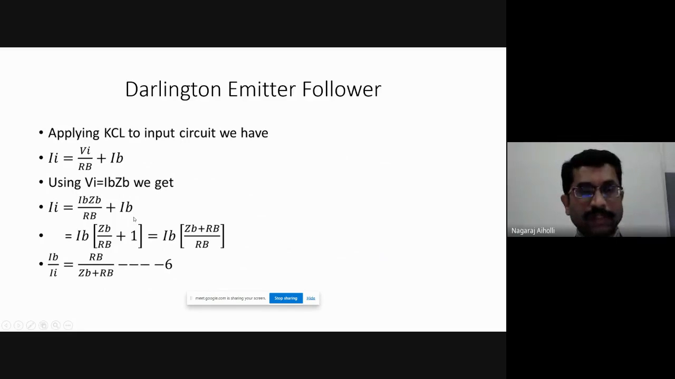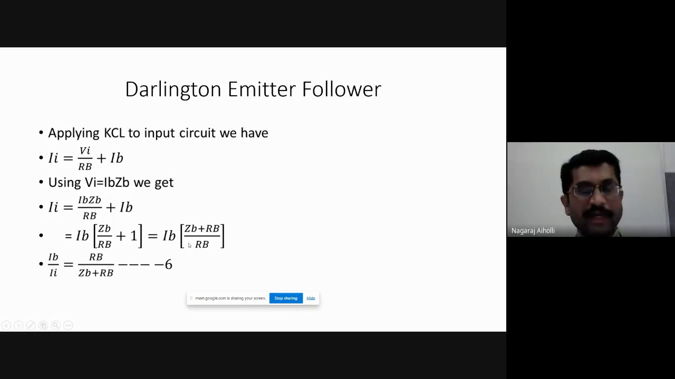What is common, students, here in this equation? IB is common, correct? Take IB outside. Therefore, this will be IB multiplied by ZB by RB plus 1. What is the LCM? RB is the LCM. 1 into RB is RB. Therefore, II is equal to IB multiplied by ZB plus RB by RB.